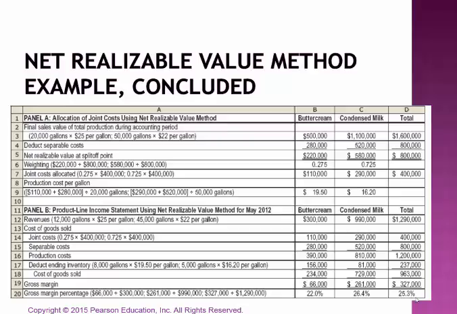So again, the net realizable value method allocates joint costs to joint products produced during the accounting period on the basis of their relative NRV, which is their final sales value for everything produced minus the separable cost incurred. The NRV method is typically used in preference to the sales value at split-off method only when selling prices for one or more products at the split-off do not exist.